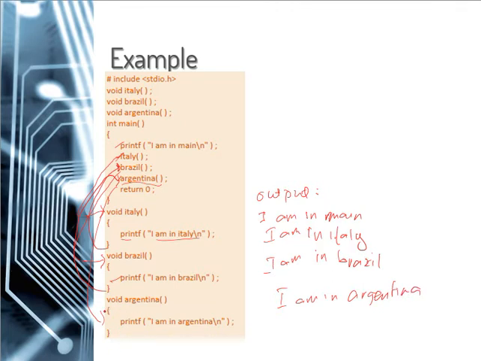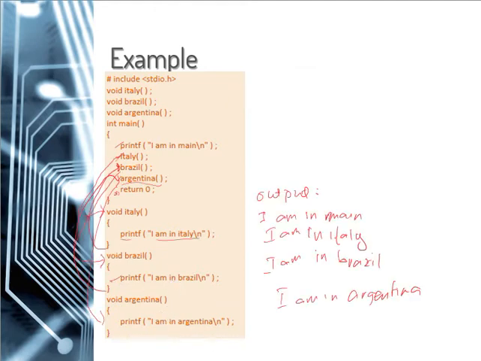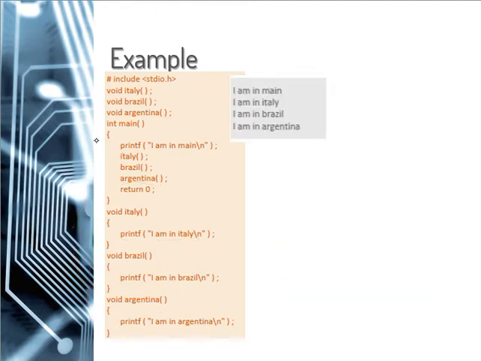Afterwards, this is done and over with, so it goes back to main. And since it already returned 0, when it goes back to main, meaning main now exits. So, this code is finished. Now, let's check if this is the probable output. So, this is the output. First, I am in main, I am in Italy, I am in Brazil, and then I am in Argentina. Okay, so our probable output is correct.